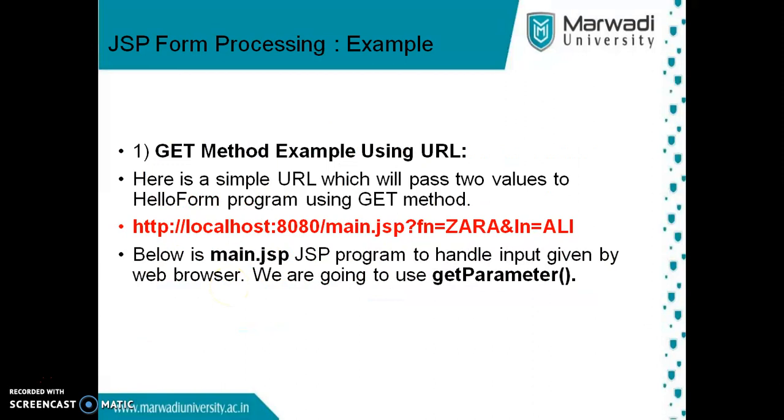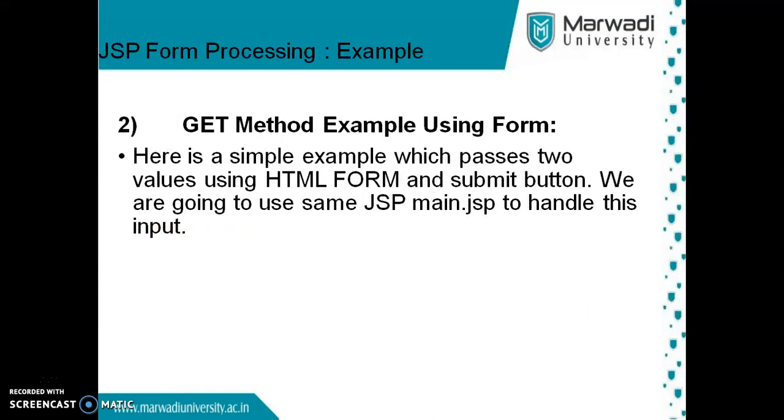Now, the get method example. Let's say you have one URL: localhost:8080/main.jsp?fn=Zara&ln=Ali. This is the URL, right? And if you want to fetch the parameters, you simply write request.getParameter with the name of the parameter, fn or ln. It will give you the respective values.